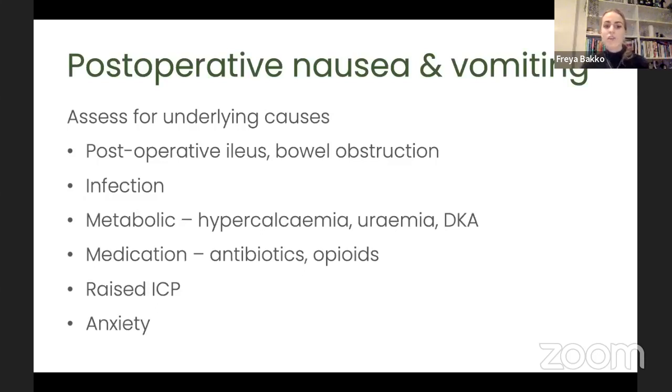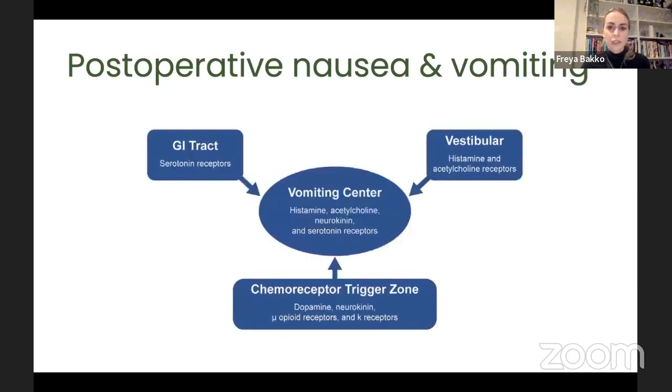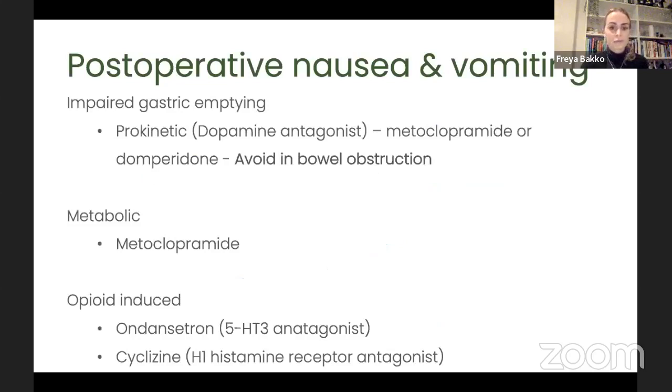Patients with raised intracranial pressure will also experience nausea. This is quite an uncommon cause of post-op nausea and vomiting. And then general anxiety can cause patients to feel sick. We won't go through all the pathophysiology of nausea, but it's quite useful to be aware of the different causes and the different neurotransmitters the antiemetics work on, because this makes for a more effective management strategy.